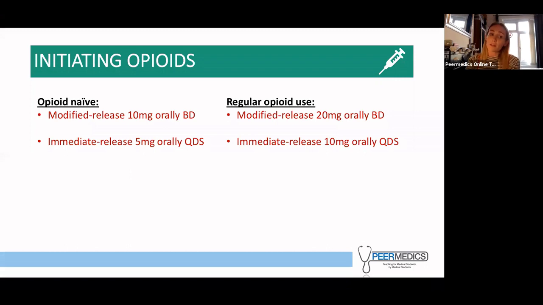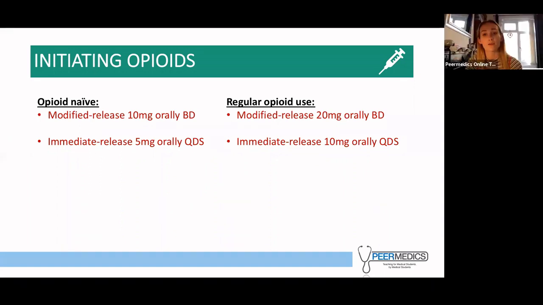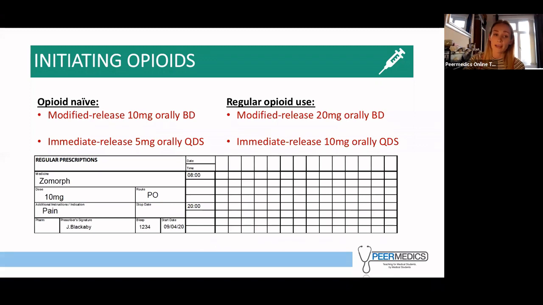So for an opioid naive patient, you'd start with 10 milligrams of modified release morphine twice a day, or an immediate release of 5 milligrams QDS. And for a regular opioid user, you'd use 20 milligrams of modified release or a 10 milligram immediate release. So, back to our case, we'd do something like Zomorph, which is modified release. We'd use 10 milligrams, and that's twice a day.